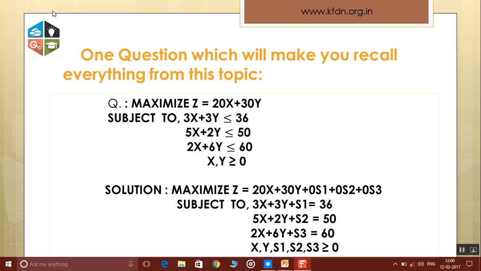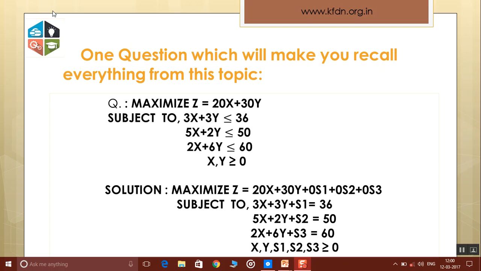Now let us begin with one simple question, which is maximize z is equal to 20x plus 30y subject to constraints 3x plus 3y less than equal to 36, 5x plus 2y less than equal to 50, 2x plus 6y less than equal to 60, x comma y greater than equal to 0. These are the non-negativity constraints.